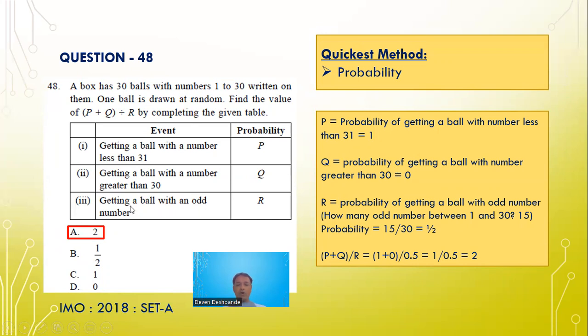Getting a ball with an odd number. How many odd numbers between 1 and 30? 15 odd numbers. So what is the probability? Probability is 15 upon 30, which is 1 upon 2. So P is 1, Q is 0, and R is 1 upon 2, which is 0.5. So P plus Q upon R is 1 plus 0 upon 0.5, which is 1 upon 0.5. 1 upon 0.5 is 2. So the answer is 2.